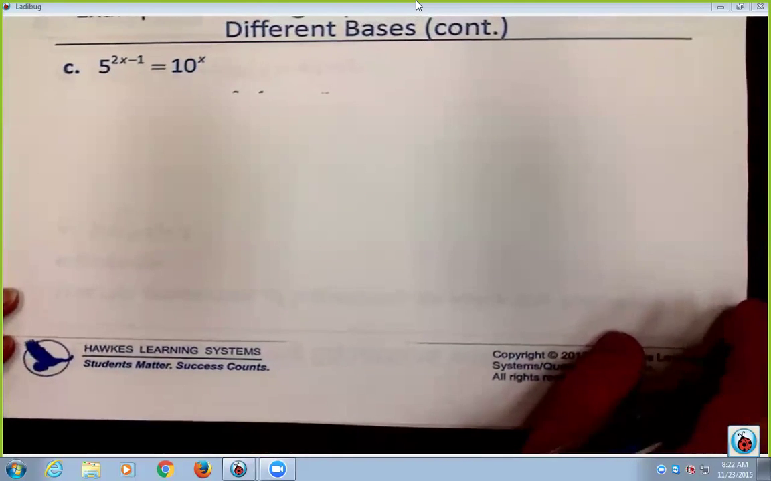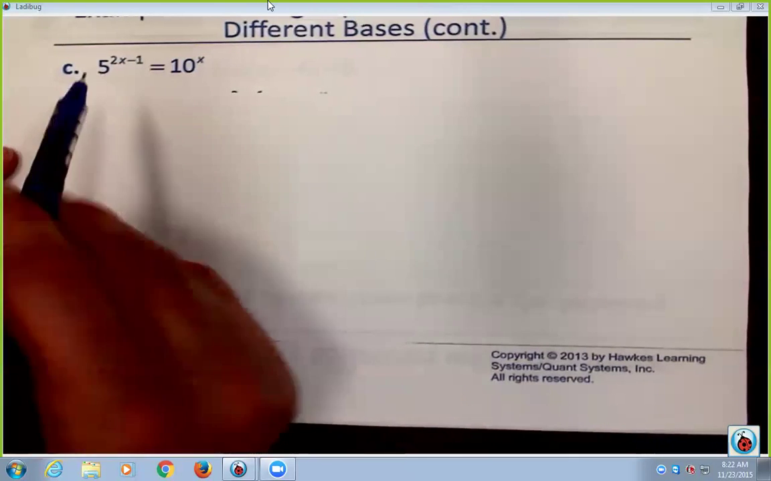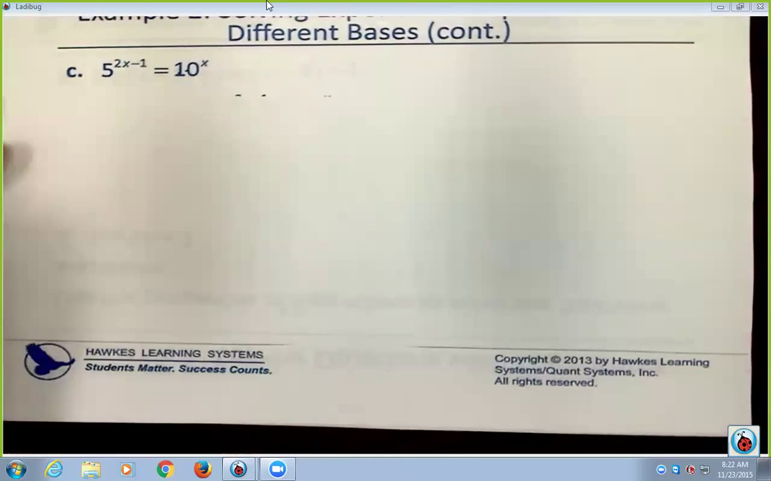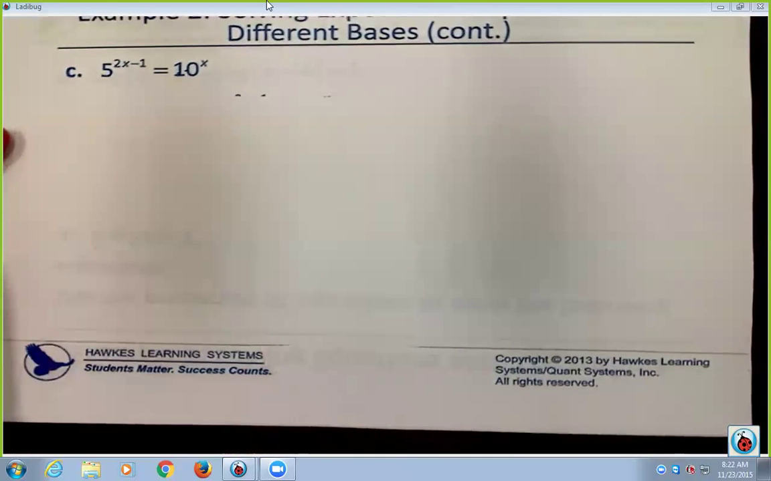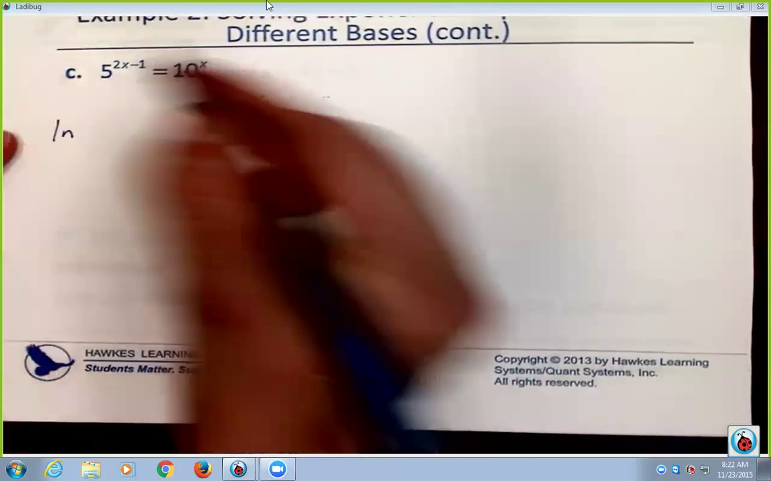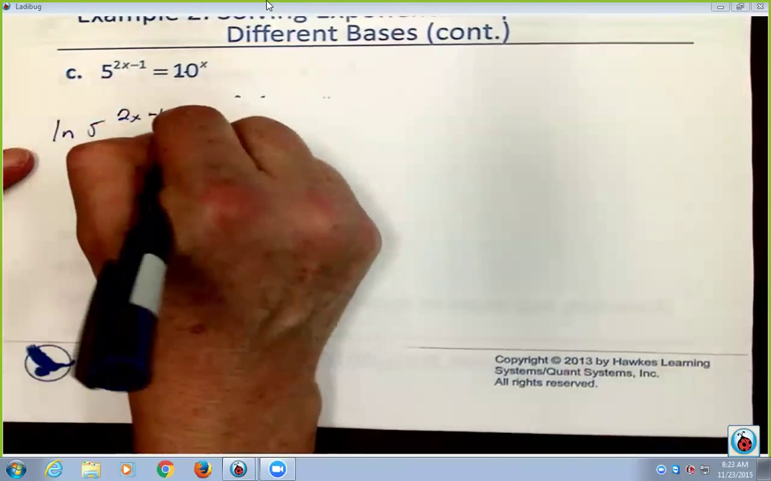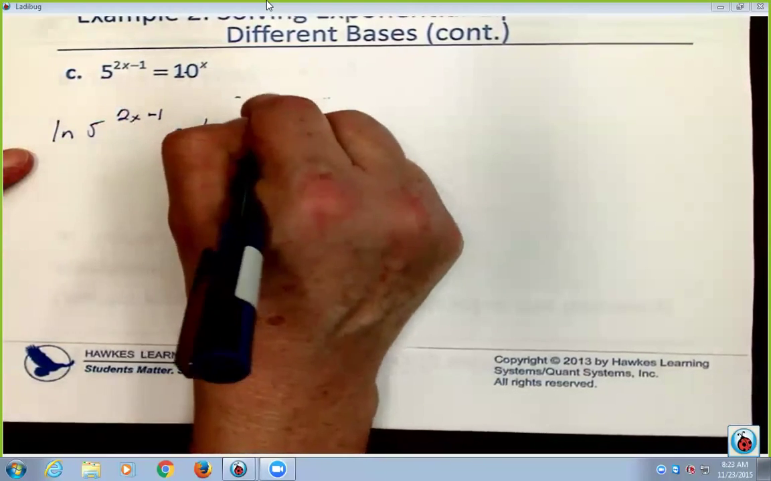Okay. Let's see what we can do with this thing. This one's a little bit different because it happens to have 2 things that have x's up above. And so let's see what we can end up doing in taking care of this part. So I can't make 10 and 5 match. If I could, I'd be really good. So then I can really work it out that way. So we're going to do ln's this time. ln 5 2x minus 1 equals ln 10x.